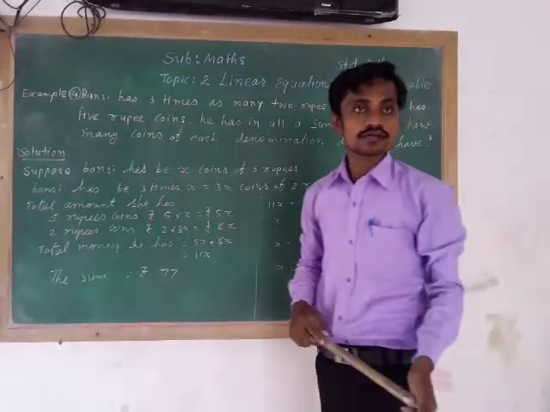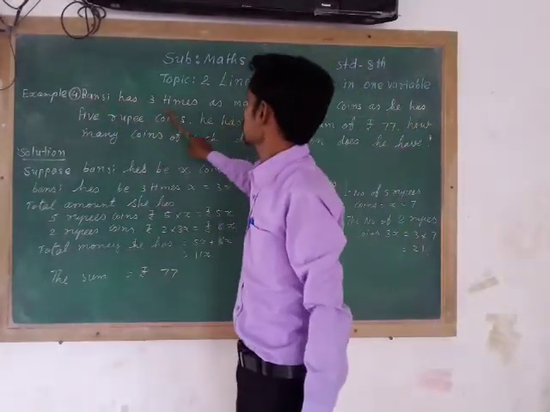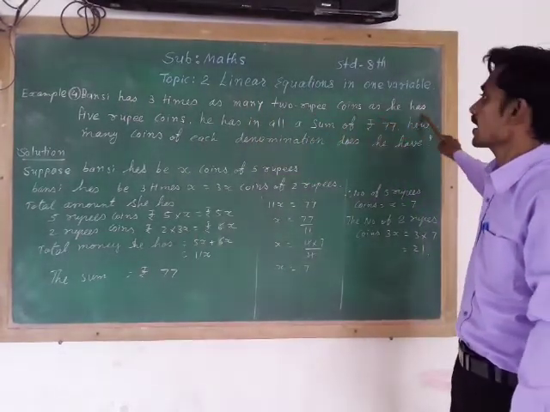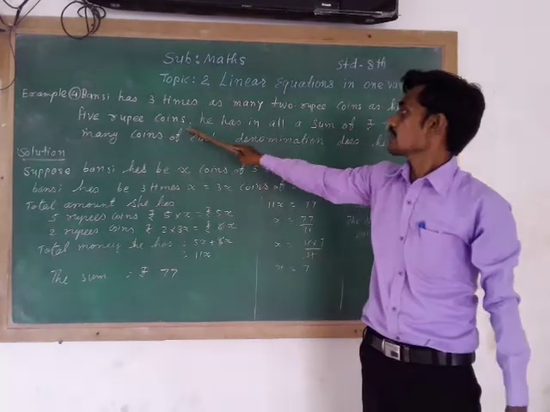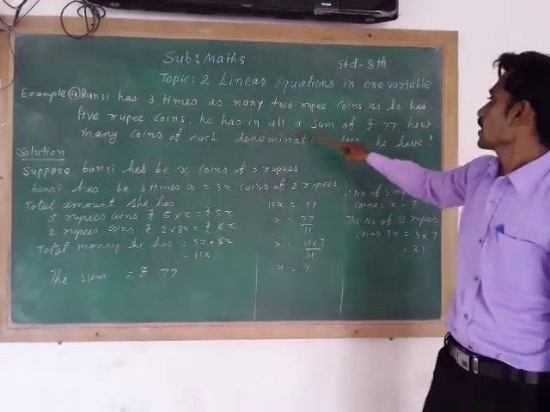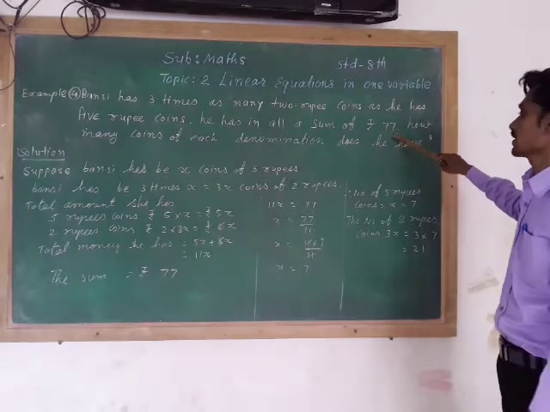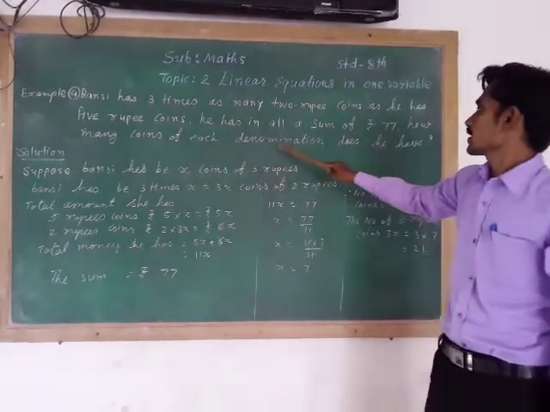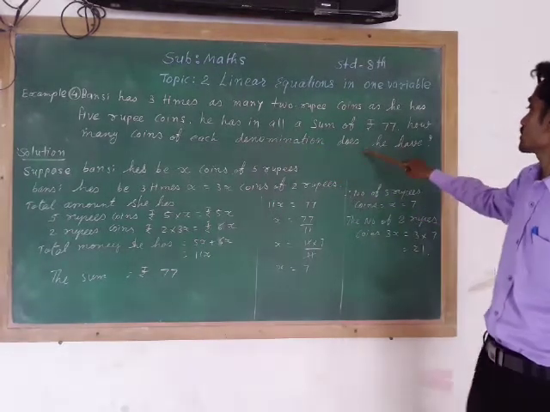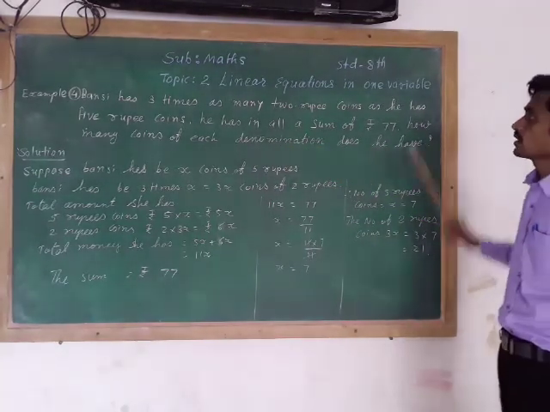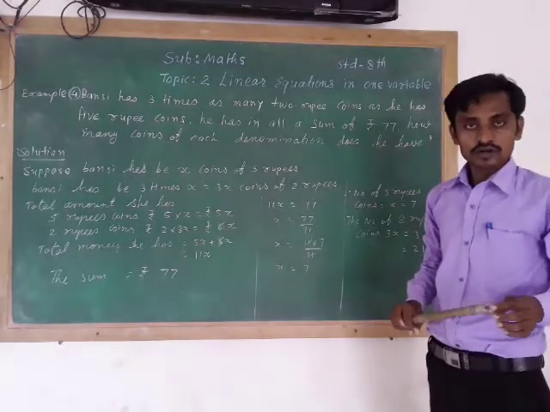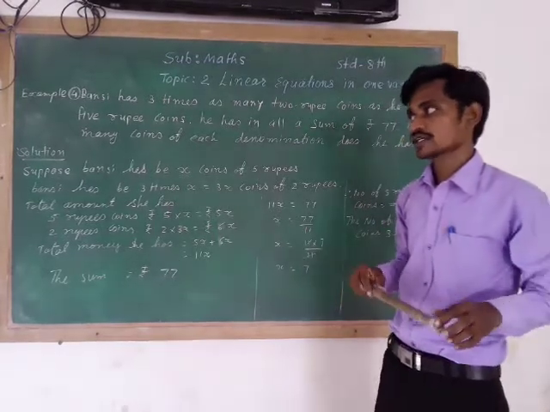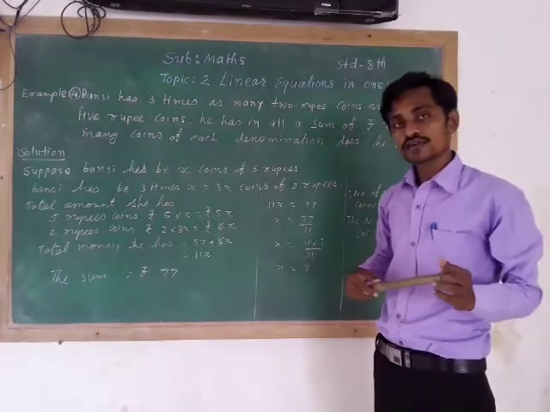Next example, example number 4. Bansi has 3 times as many 2 rupees coins as he has 5 rupees coins. He has in all a sum of rupees 77. How many coins of each denomination does he have? Here we have to find out the coins of 5 rupees and coins of 2 rupees. How much does he have of 2 rupees coins and 5 rupees coins?